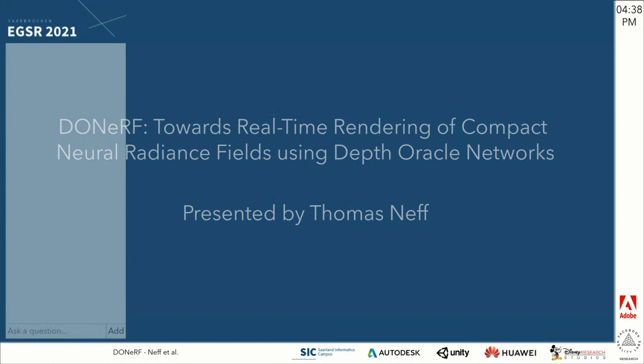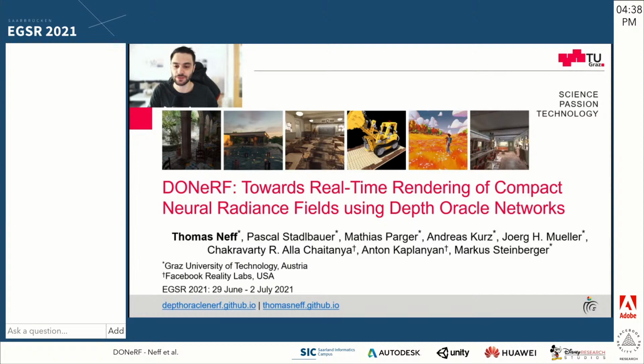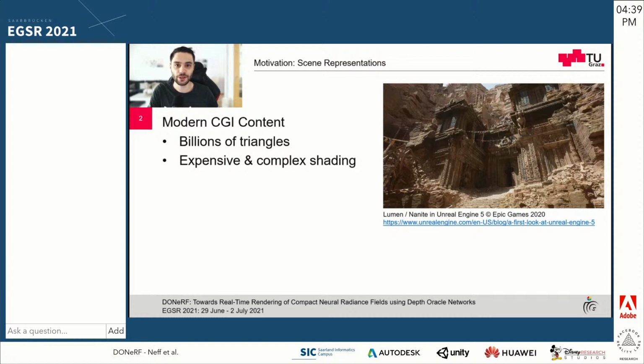Hello, everyone, and welcome to my presentation on depth oracle neural radiance fields, or DONeRFs in short. My name is Thomas Neff from Graz University of Technology, and we're going to dive right into the motivation for our research. Modern CGI content requires billions of triangles and expensive shading to represent modern photorealistic content. And this trend doesn't seem to stop anytime soon, with modern techniques such as Lumen and Nanite in Unreal Engine 5 that are pushing the boundaries of modern computer graphics. Imagining a setup where some computation or novel view generation is done on a less powerful machine, it's easy to see that this is not a trivial task.